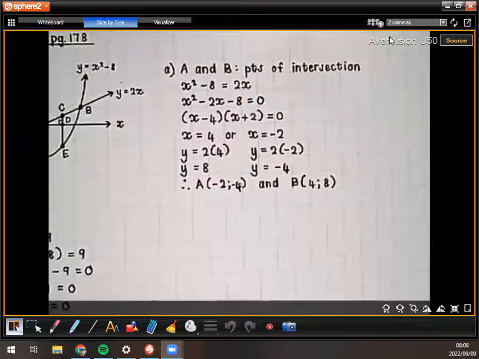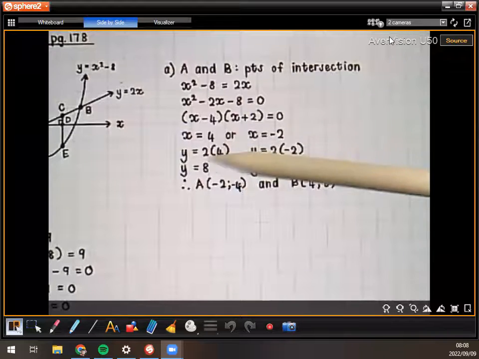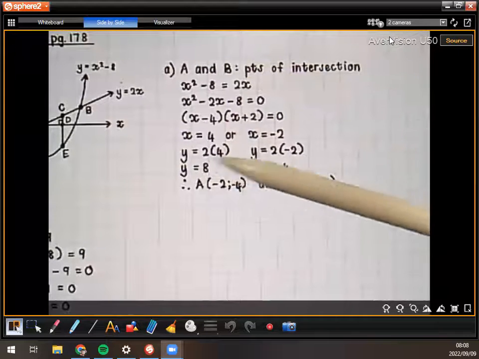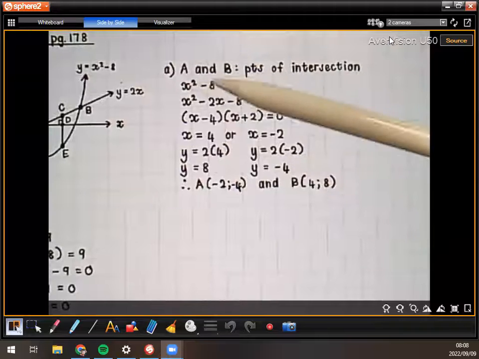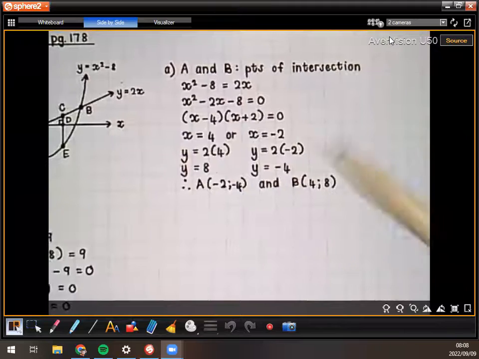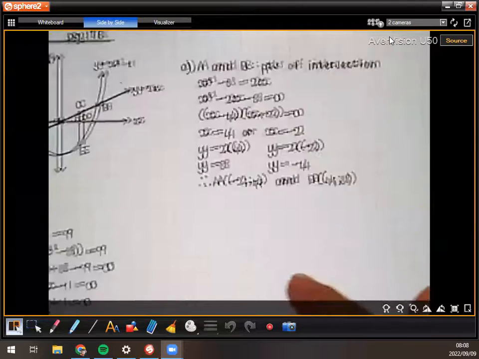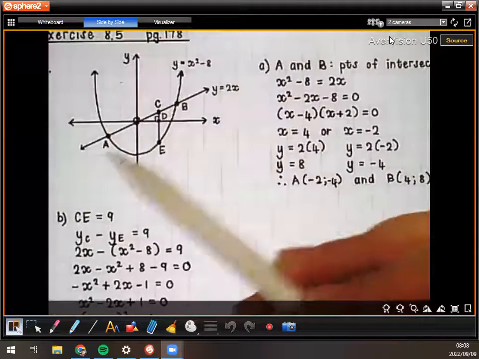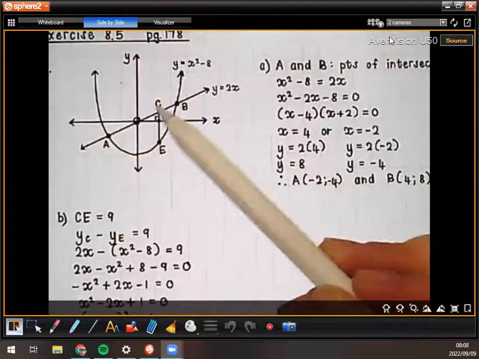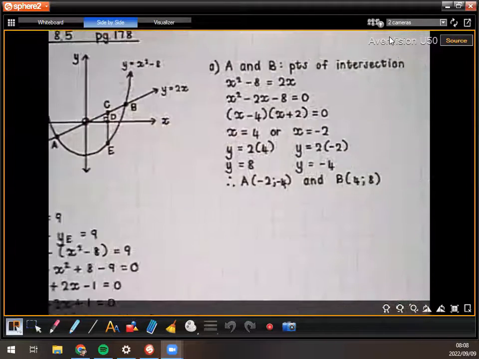Alright, so x is 4 or negative 2, so then you sub those two x values into your equation. I again subbed it into the straight line equation, y equals 2x. You can see there, but guys, you could have subbed it into the parabola equation as well. You would have gotten the same answers. So the one point was 4, 8, and the other one was negative 2, negative 4, and you have to look at your graph, figure out which one is which. Alright, so A was the one with the negative values, and B was the one with the positive values.